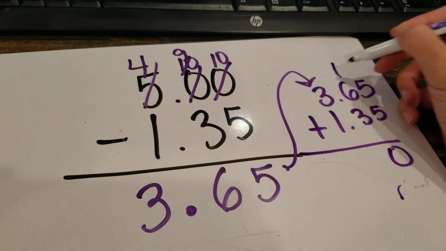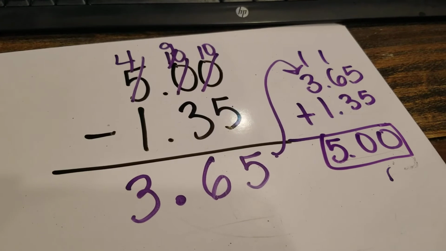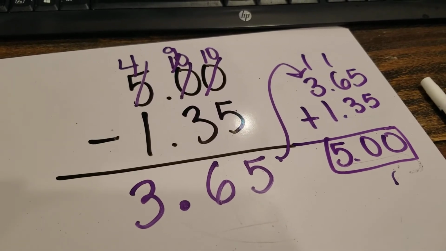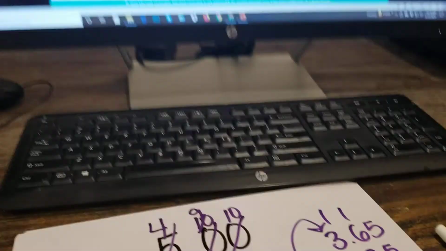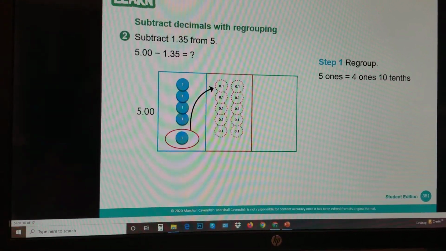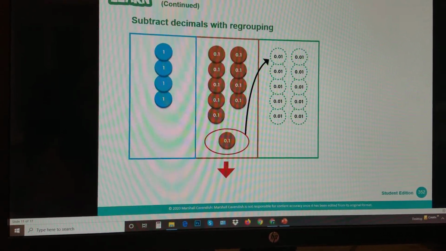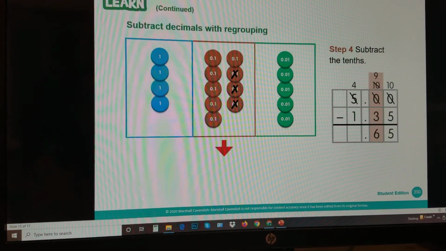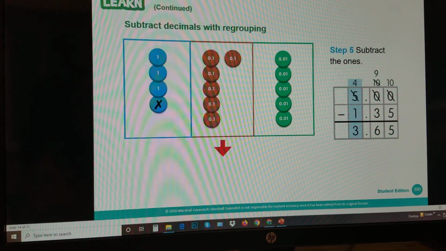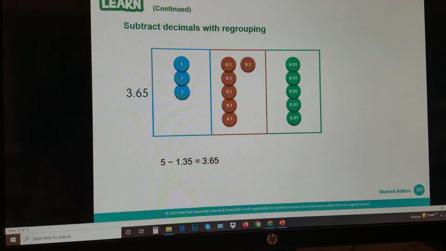So I have 5. That's the end. So that's basically subtracting with regrouping. A lot of the problems definitely have a lot of regrouping required. That's my 5. I'm taking away my 1 whole and 35 hundredths. Again, you could pause this video. We're left with 3 and 65 hundredths.